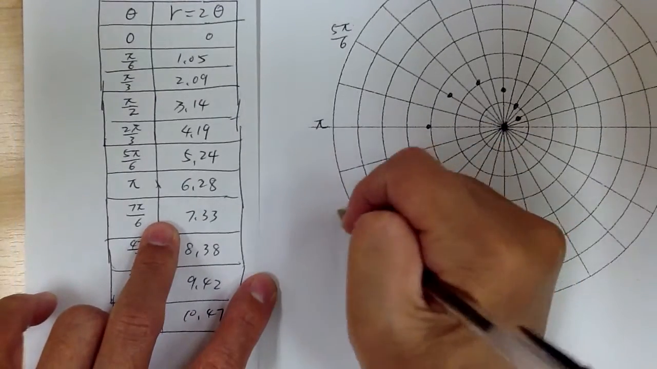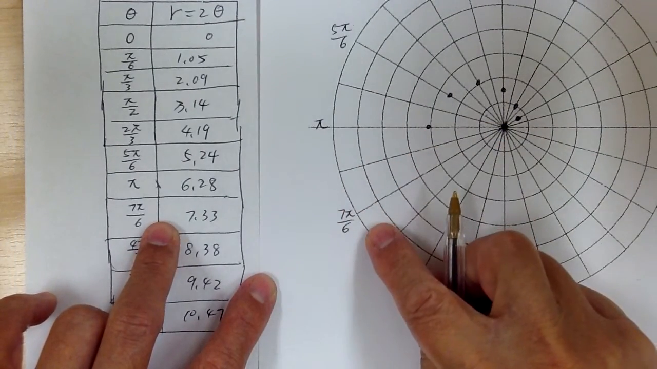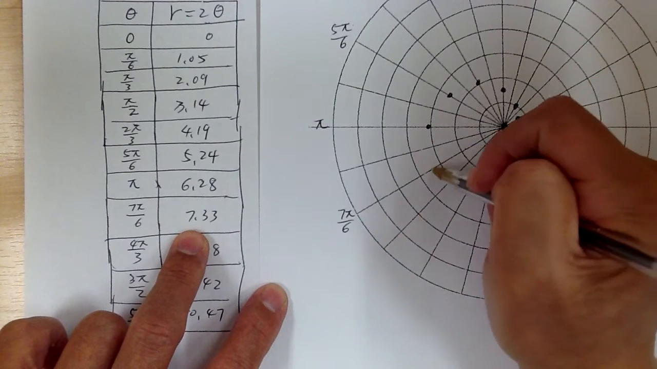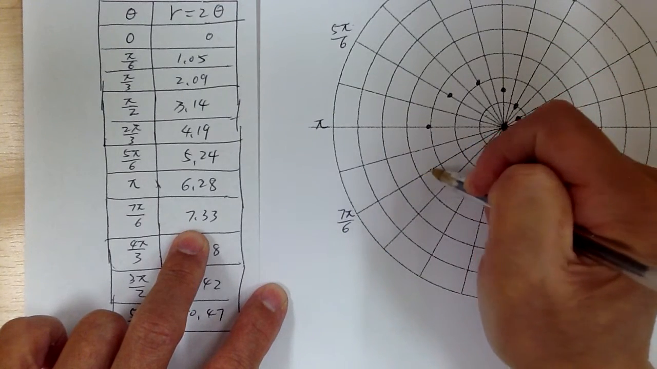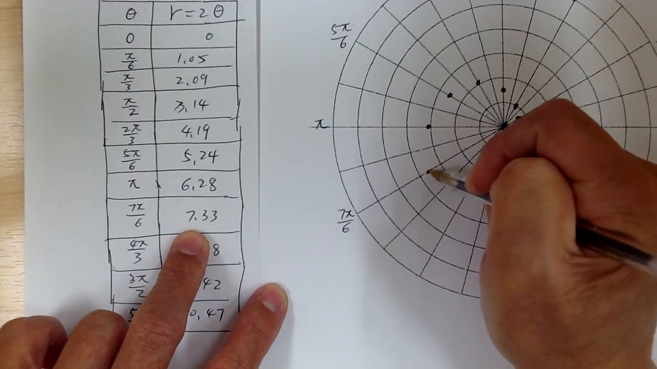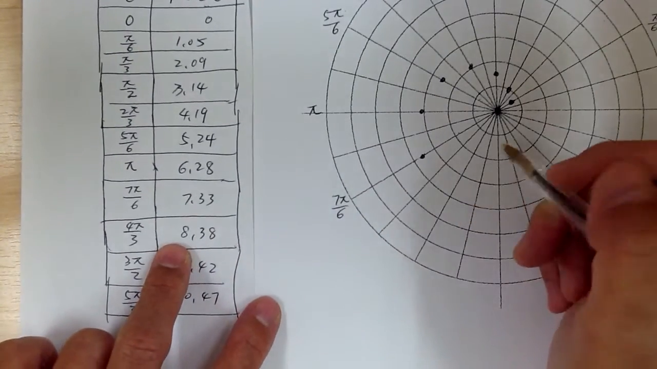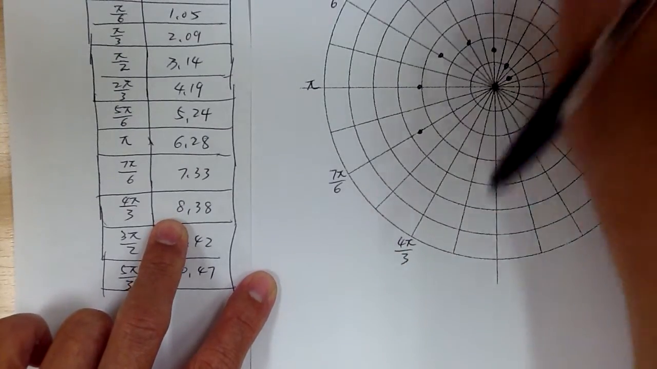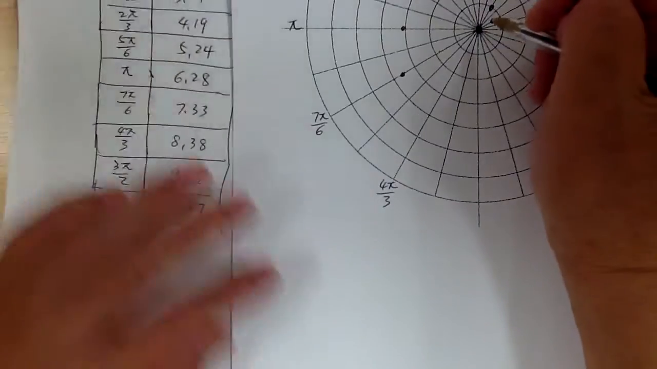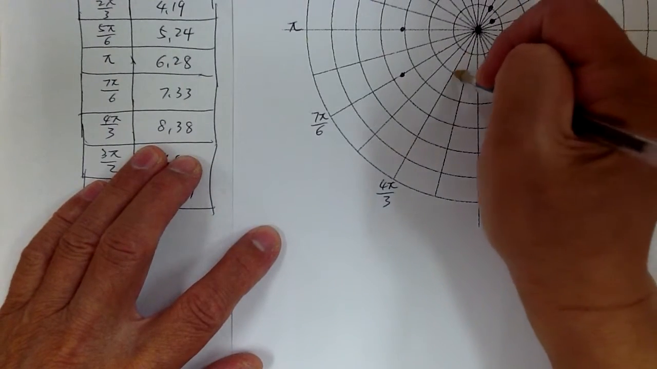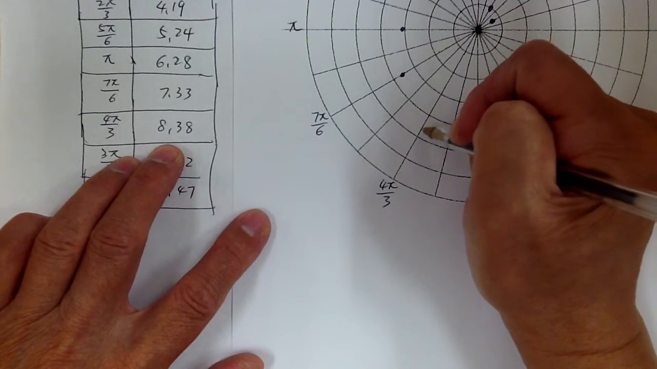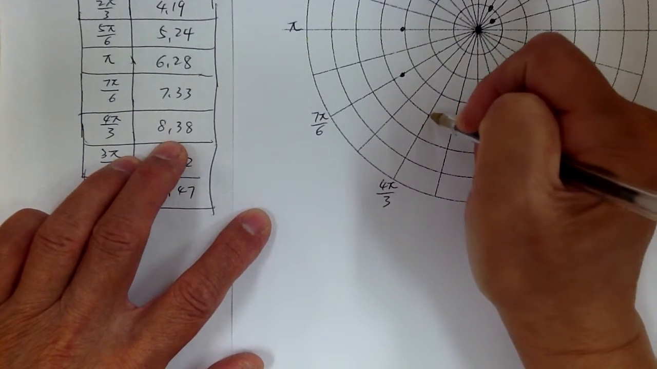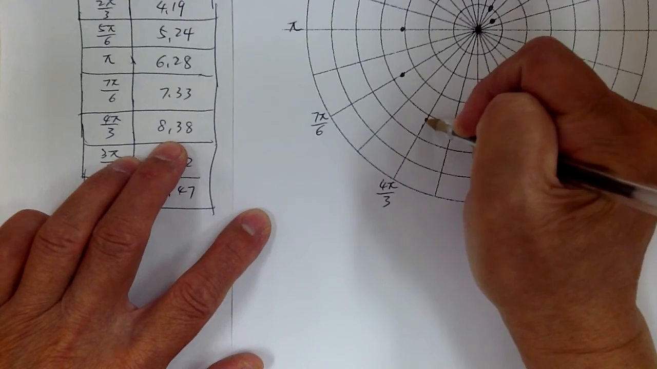And 7 pi over 6, that's over here. 7 pi over 6 is going to be 7.33. So 2, 4, 6, 7, and 8, so .33 would be one third over here. Okay, next one is 4 pi over 3, and this will give me 8.38. So 2, 4, 6, 8, and this is 9, so this is 8, this is 9, and one third between them, so it's about right over here.